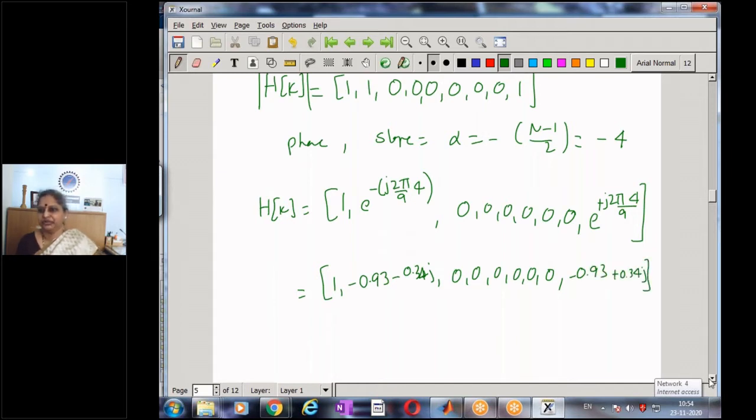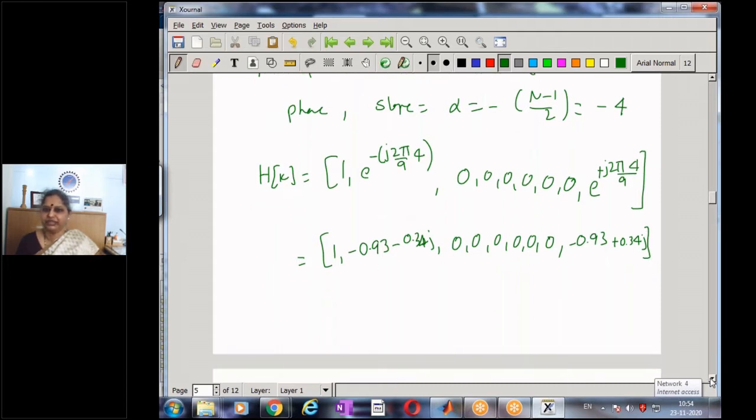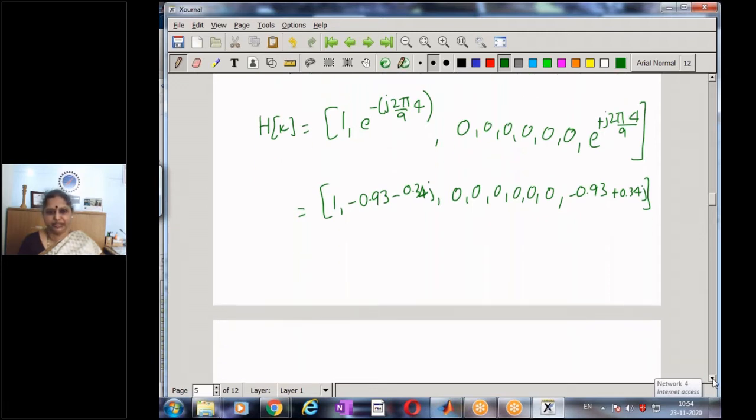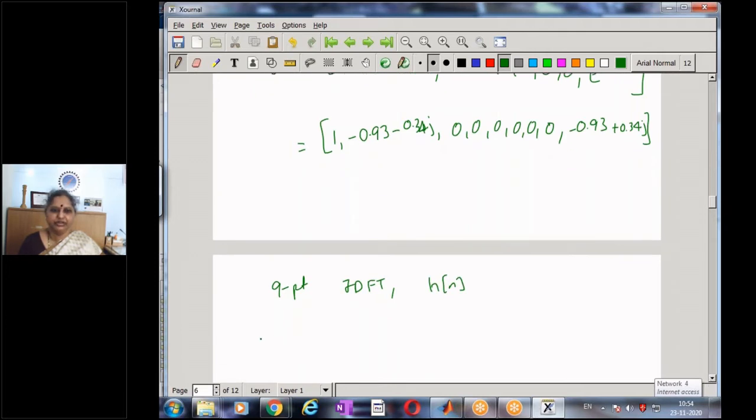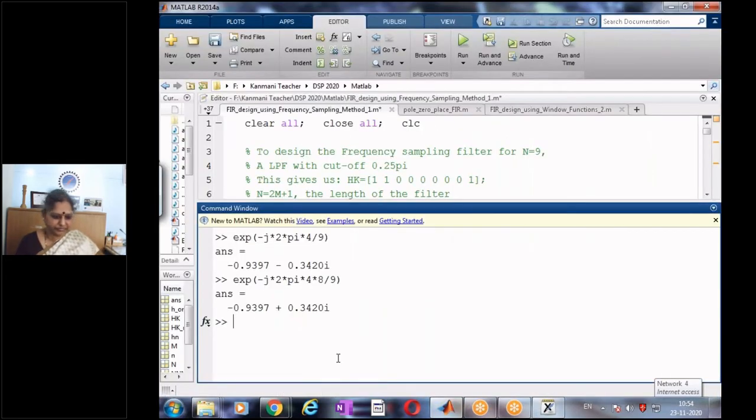So now to compute the impulse response of the filter, I have to just compute the 9-point IDFT of the above H of k. So the 9-point IDFT, and then I will get my h of n. So I need to compute the IDFT of the above H of k, and that will give me h of n. So once again, maybe I will go to MATLAB to compute the IDFT.